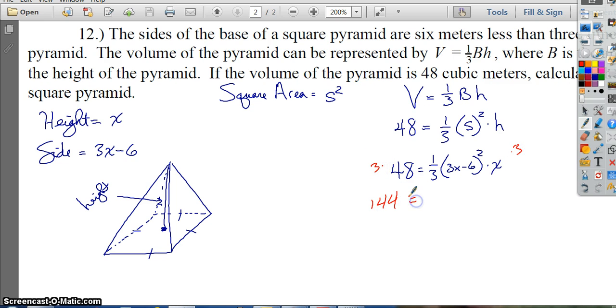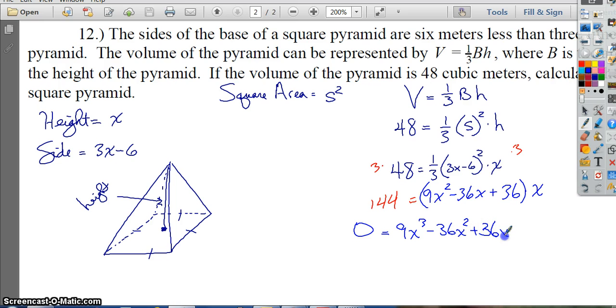I get 144 equals. Over here, I'm going to square this, because I only have so much time. That's 9x squared, minus 18x, minus 18x, which is 36x, plus 36 times x. So I'm going to set this equal to 0 all in one shot. I got 9x cubed minus 36x squared plus 36x minus 140. So I distribute him in, and I move him over.